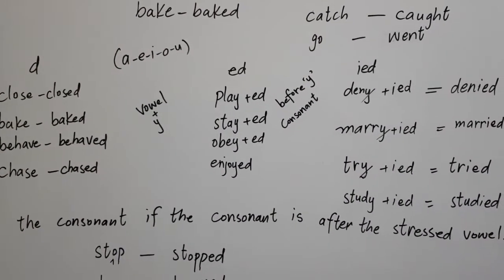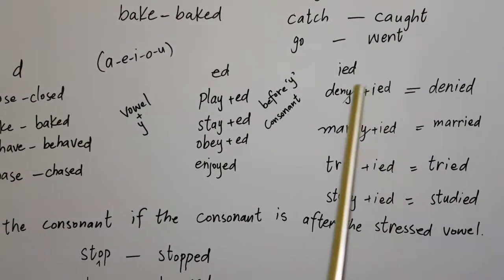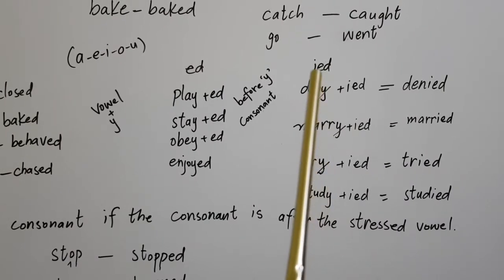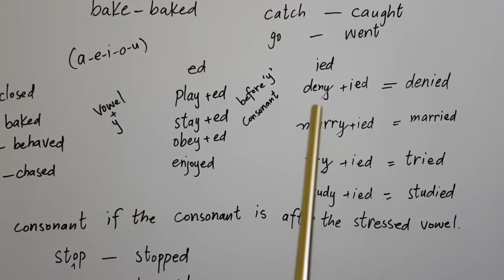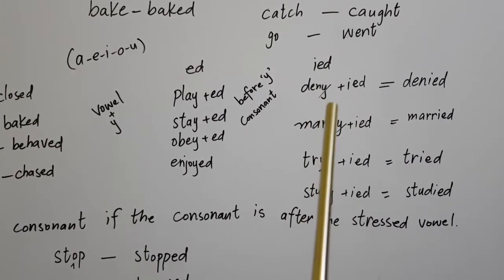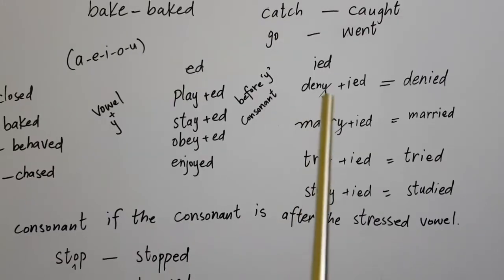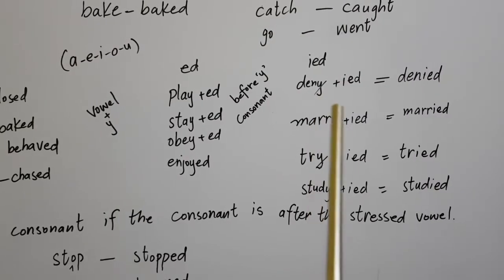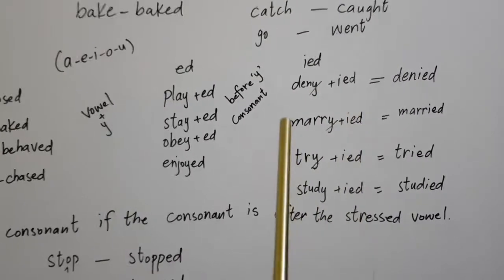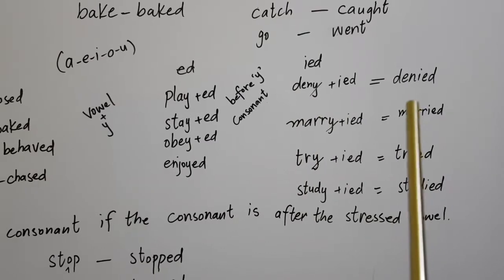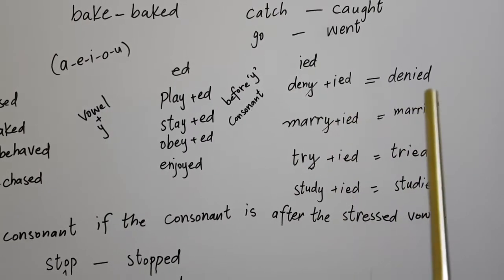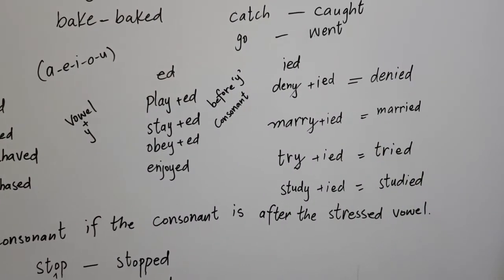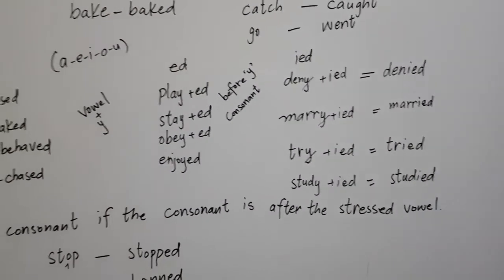Sometimes we have to add ied, if the word ends with y and before y there is a consonant. So we cut y and we add ied. Just like deny, denied, we have cut y and added ied. Marry, married, try, tried, study, studied.